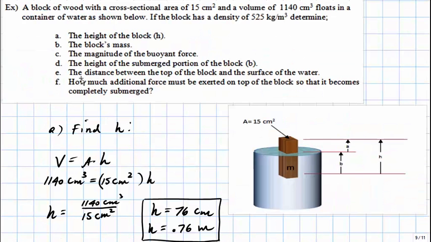In part E, we would like to determine the distance between the top of the block and the surface of the water. So here's the top of the block and here's the surface of the water, and the distance between these two we noted as A. Let's also note that if we add A, which is the portion above the water, to B, which is the portion below the water, those two values will add up to the overall height of the block. So we can make an equation out of this because we know H and we just calculated B.